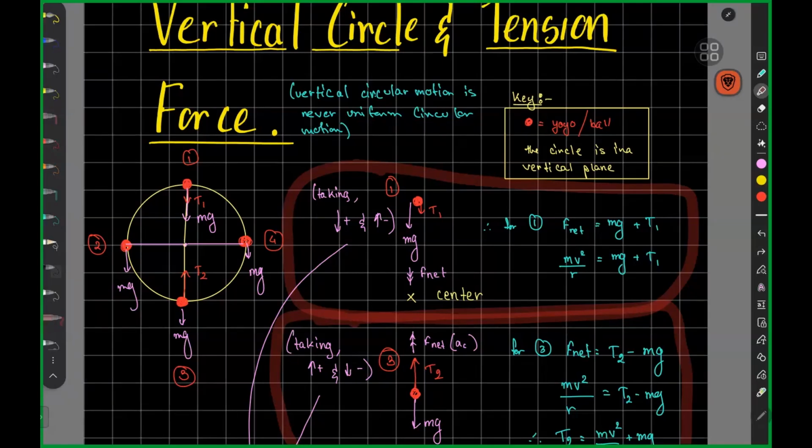When they say the right speed, what they essentially mean is the speed should exceed a certain amount. The speed should be greater than a certain amount. Why is that, and how do we find that? We find that by analyzing this position, because this is our weakest link. This is where the problem lies. This is the position where we can have the string going slack.